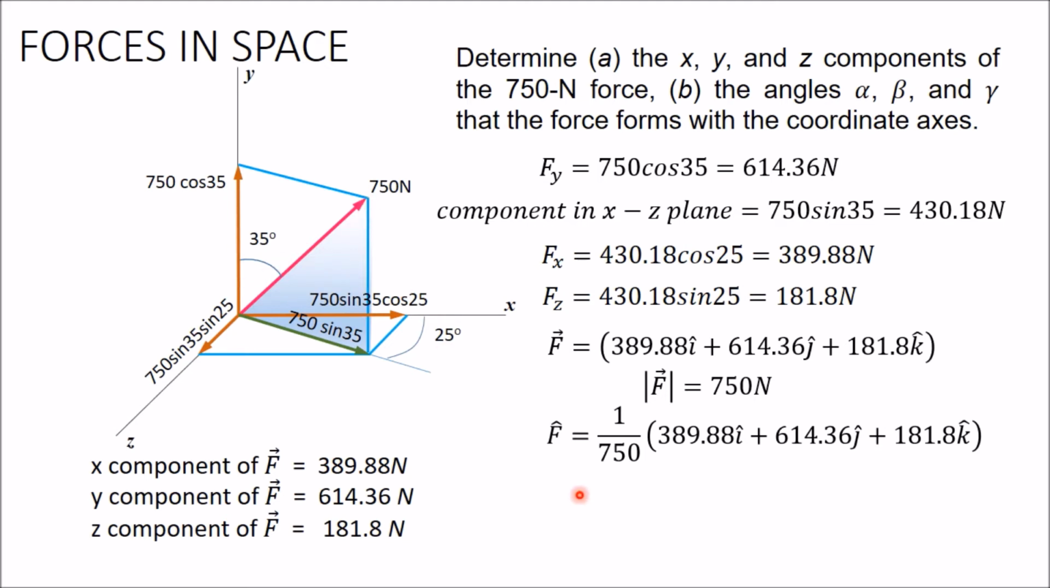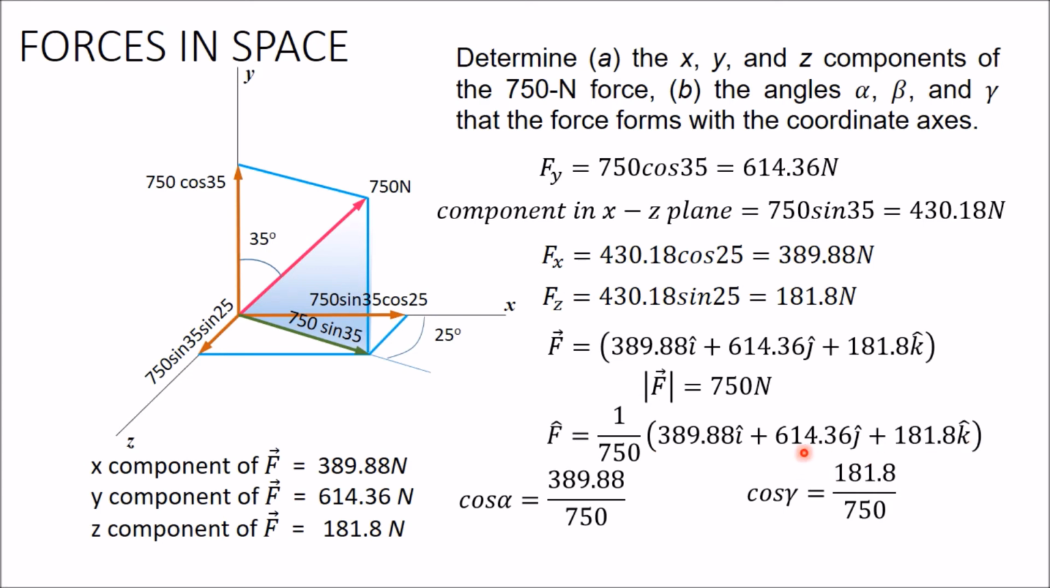Now you know that in a unit vector, the coefficient of i is cos alpha, the coefficient of j is cos beta, and the coefficient of k is cos gamma, where alpha, beta and gamma are the angles which this force makes with the x, y and z axes respectively. So cos alpha is equal to 389.88 divided by 750, the coefficient of i, and cos gamma is equal to 181.8 divided by 750, the coefficient of k.